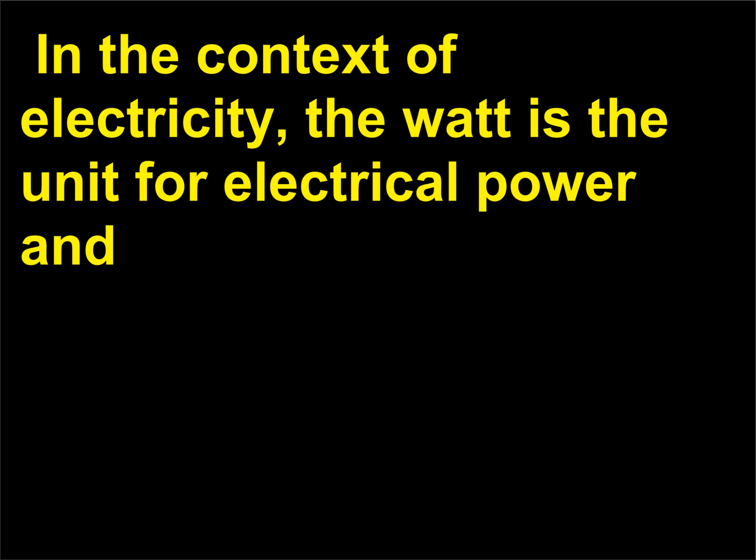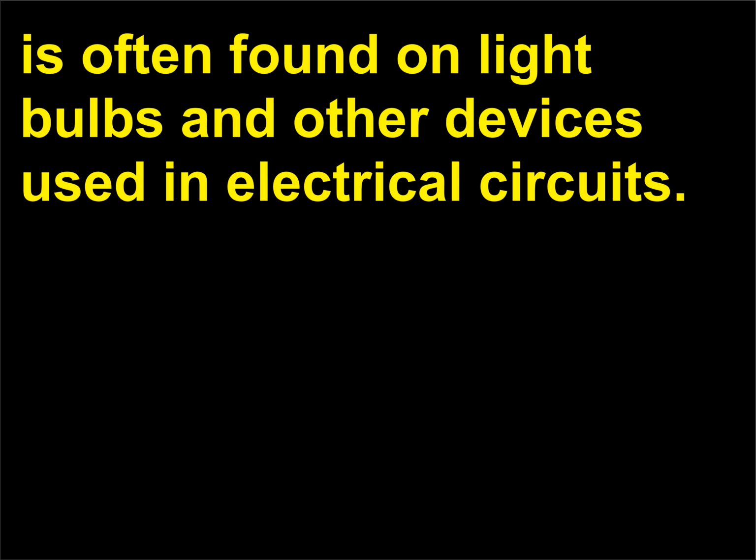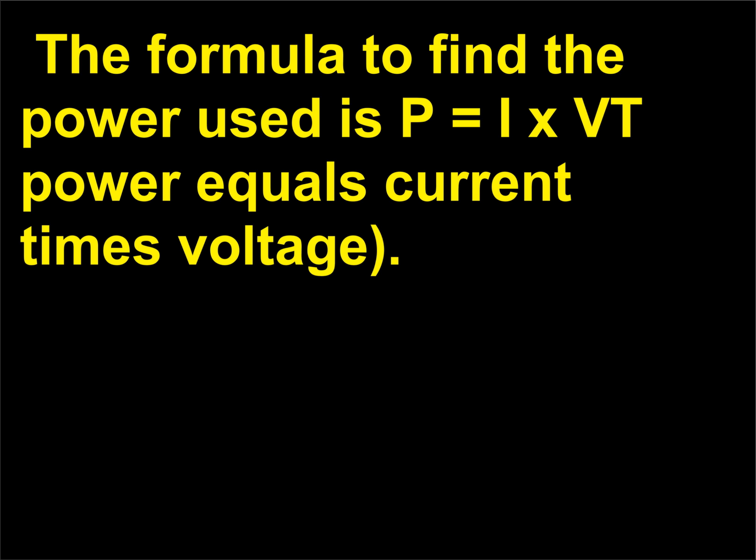In the context of electricity, the watt is the unit for electrical power and is often found on light bulbs and other devices used in electrical circuits. The formula to find the power used is P equals I times V, power equals current times voltage.